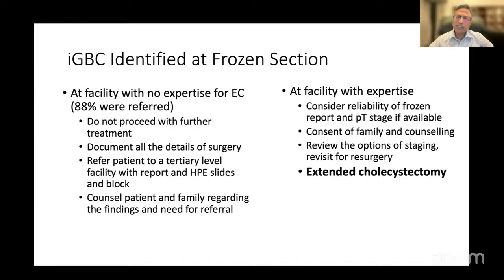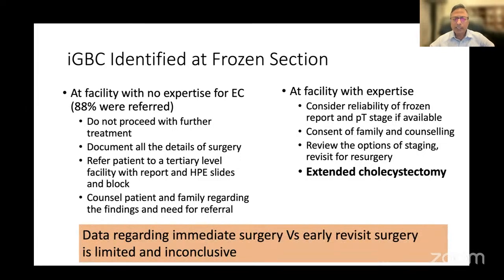If you are in a place where there is facility, if it's a tertiary care center, what you need to make sure is the PT stage is well documented. You will obviously have to talk to the family and take their consent and review all the options in terms of doing the surgery at the same time versus revisit for surgery, and what you need to do as an extended cholecystectomy, which we'll talk subsequently, what it is.